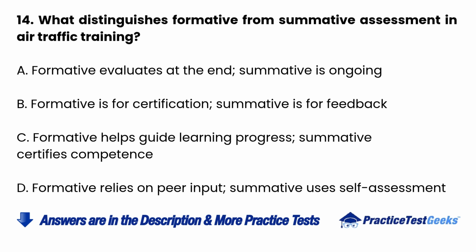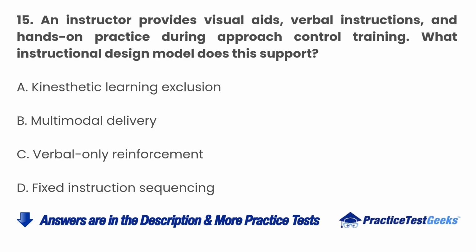14. What distinguishes formative from summative assessment in air traffic training? A. Formative evaluates at the end, summative is ongoing. B. Formative is for certification, summative is for feedback. C. Formative helps guide learning progress, summative certifies competence. D. Formative relies on peer input, summative uses self-assessment.